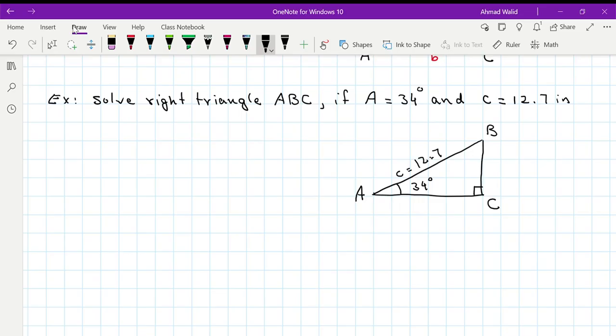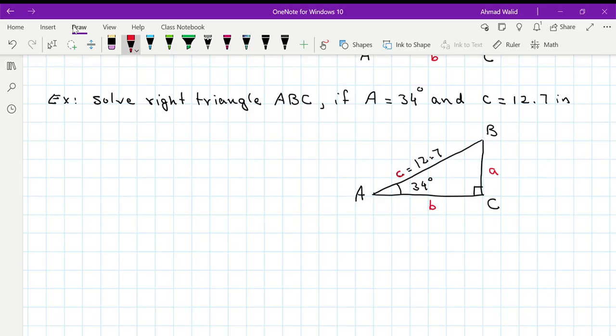Now, this side is a. I'll name this angle A. I'll name this one here B. And of course, this is the lowercase c. Correct? They are asking you to solve this right triangle.